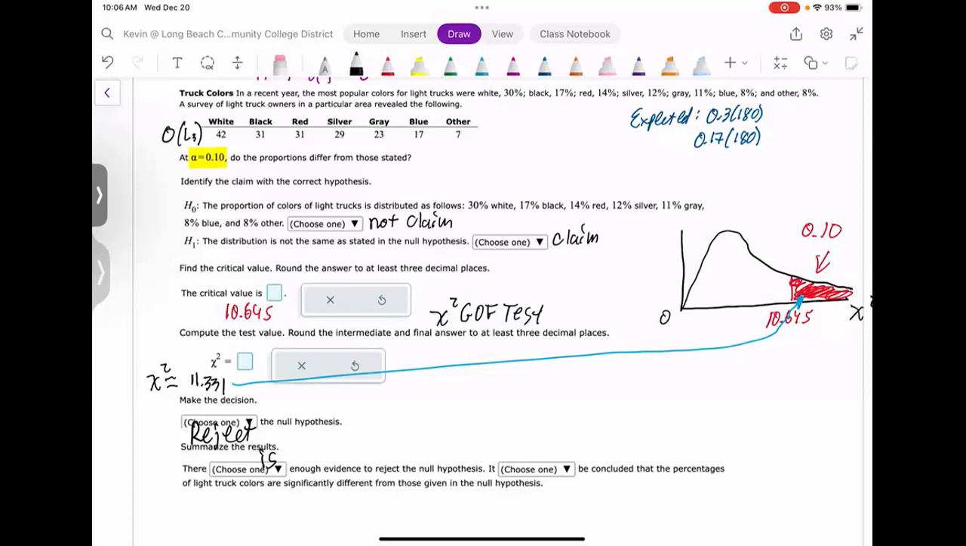It can be concluded that the percentages of light truck colors are significantly different from those given in the null hypothesis. So meaning our expected is not matching our actual observed data in this case. And that is the goodness of fit.